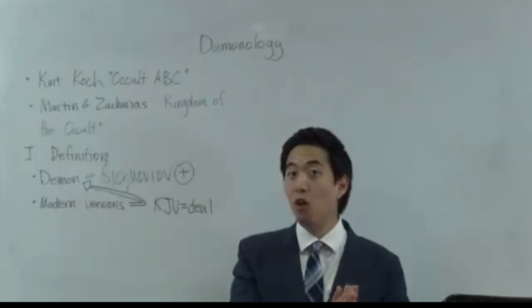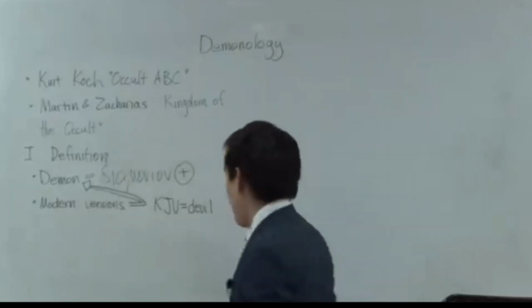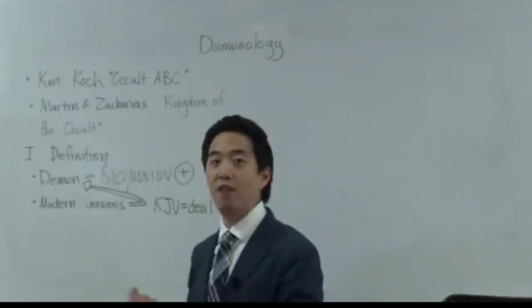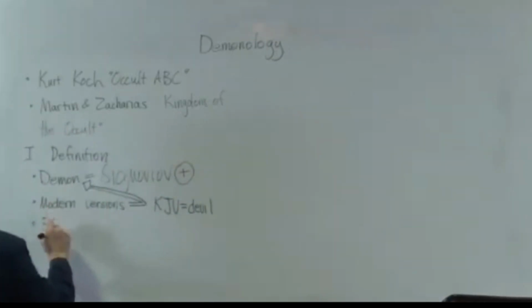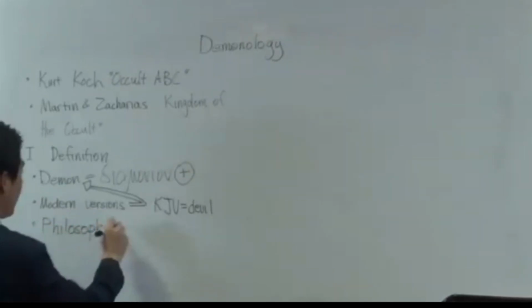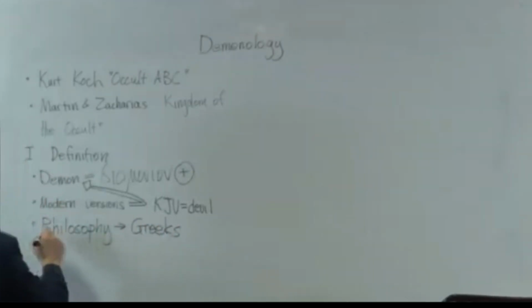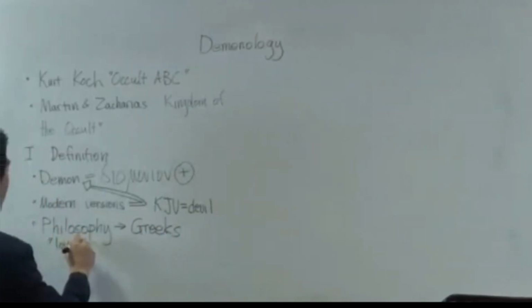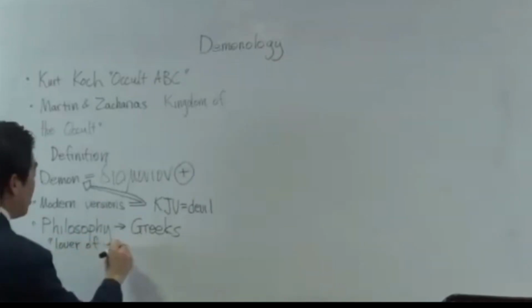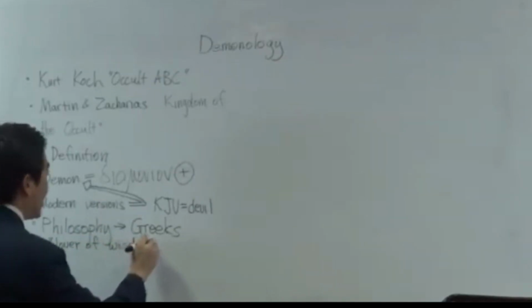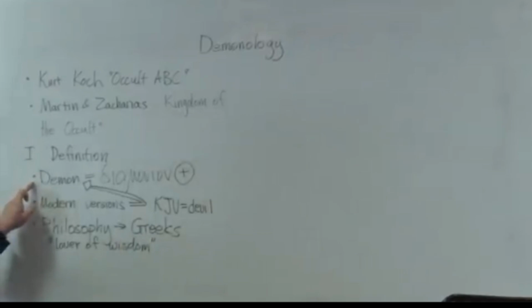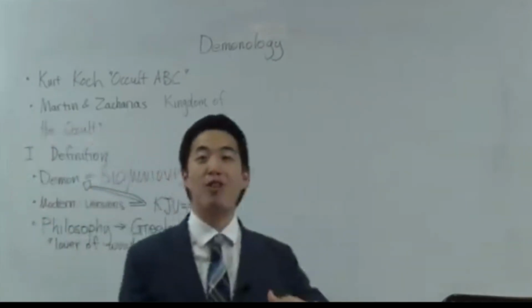Why? Because, now remember, when they talk about the origins of philosophy, who are the first group of people that they'll usually talk about? The Greeks, right? Now, philosophy means lover of wisdom. That's what it means, lover of wisdom. That's why demons were used in a positive sense by the ancient Greeks, because demons was referring to some kind of spirit that granted wisdom.